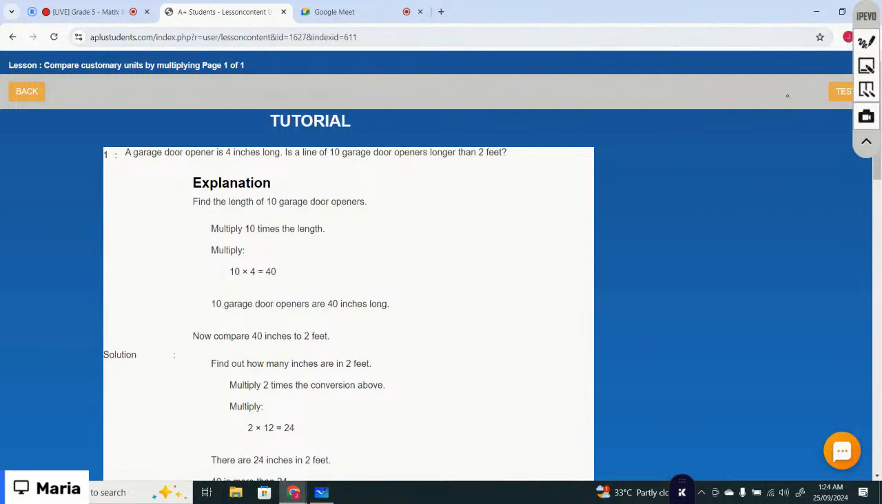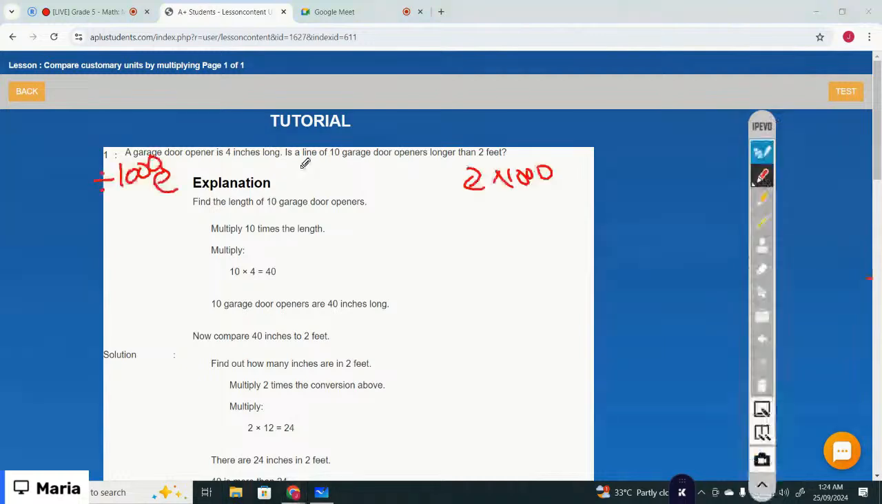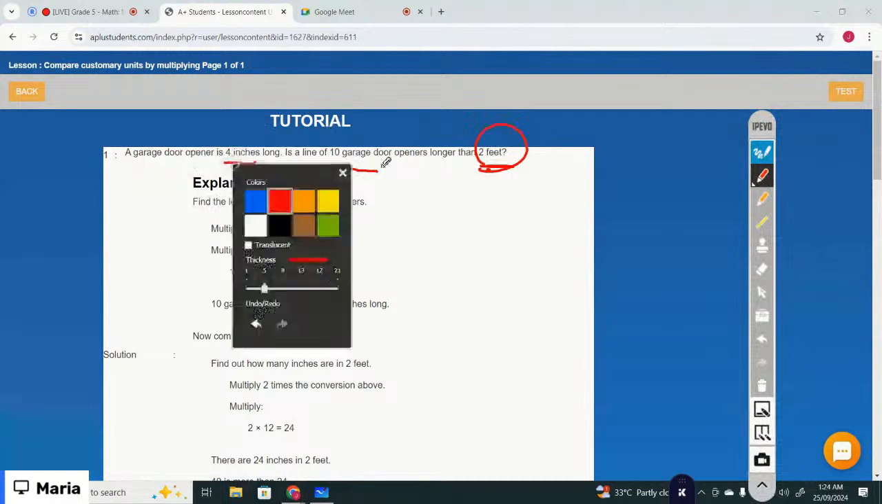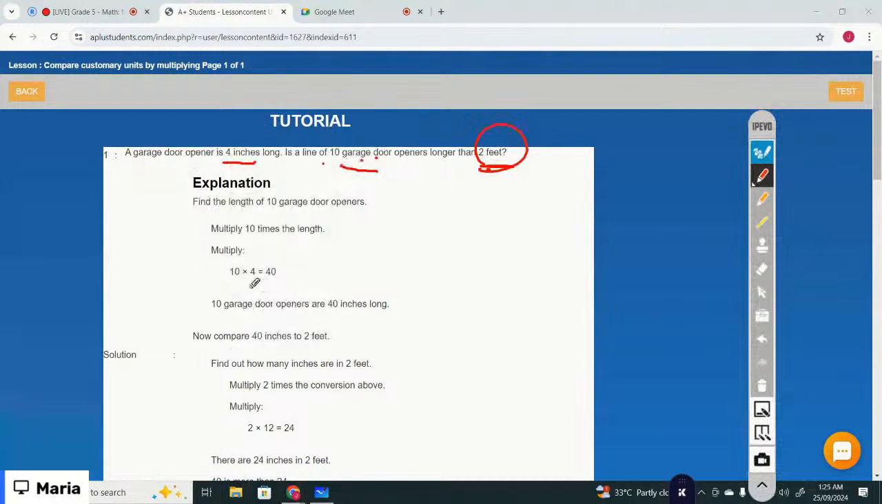So basically you have to convert units here first, right? You can see here you are given 4 inches, but here you are comparing these values. Is the line of 10 garage door openers longer than 2 feet? So unit conversion is also there, right? You have to do unit conversion first. So one garage door opener length is 4 inches. Then 10 garage door openers have 10 times 4 equals 40 inches.